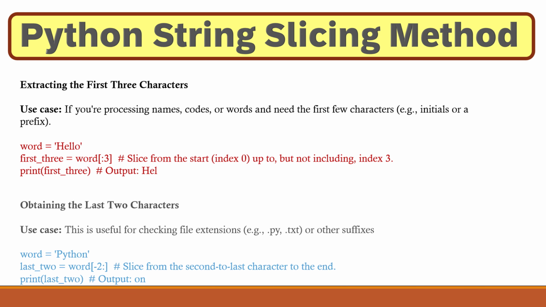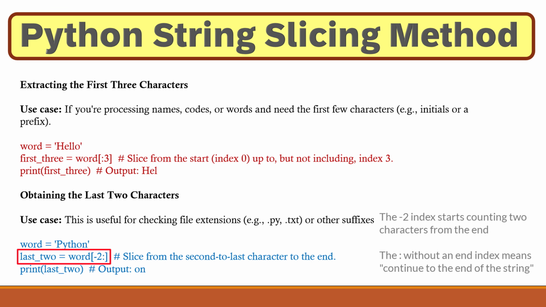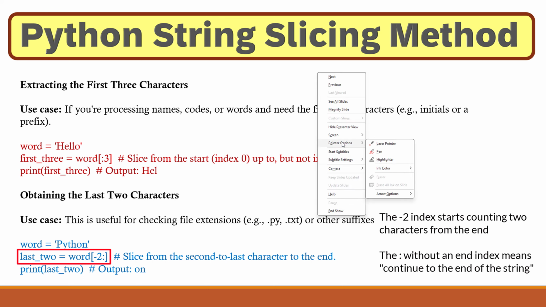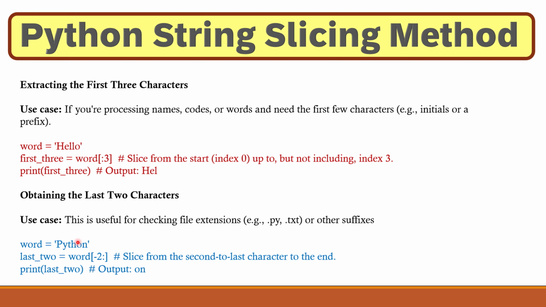The next example is getting the last 2 characters, so obtaining the last 2 characters. And this is useful for checking file extensions, for example .py or .txt or any other suffixes. So we can see in the blue the code, we have word equals Python, and we want to retrieve the last 2 characters. So slice from the second to last characters to the end, and we can do this with a -2 : because the -2 index will start counting 2 characters from the end. So n will be a -1 and then o will be a -2. And then we specify a colon.